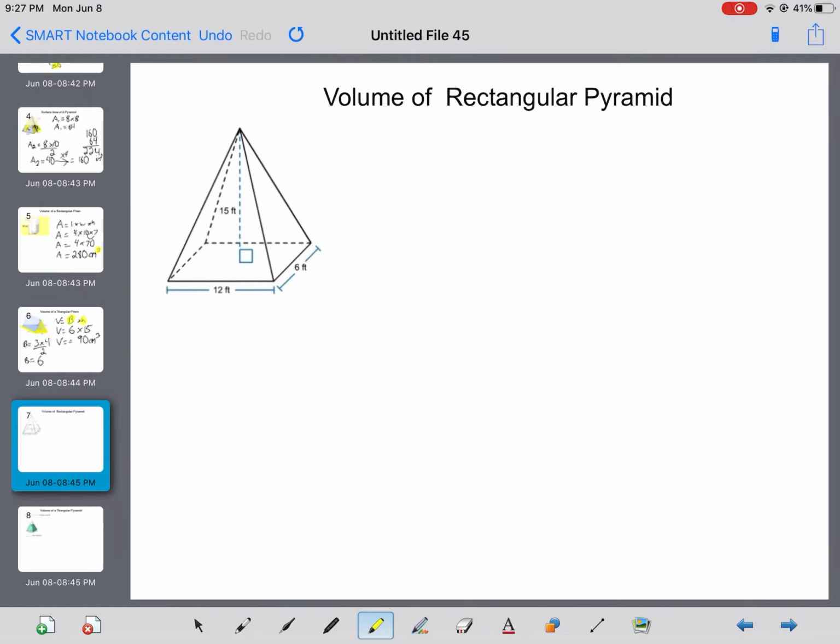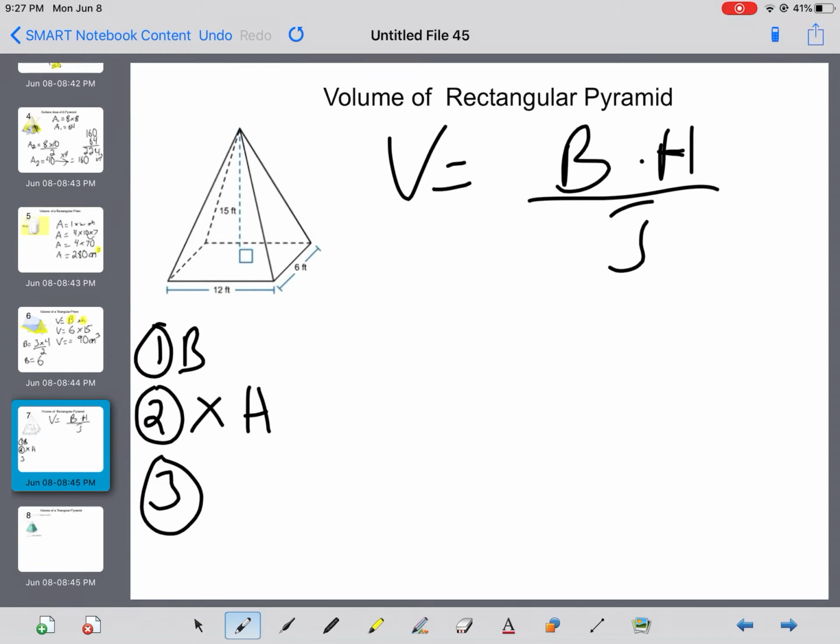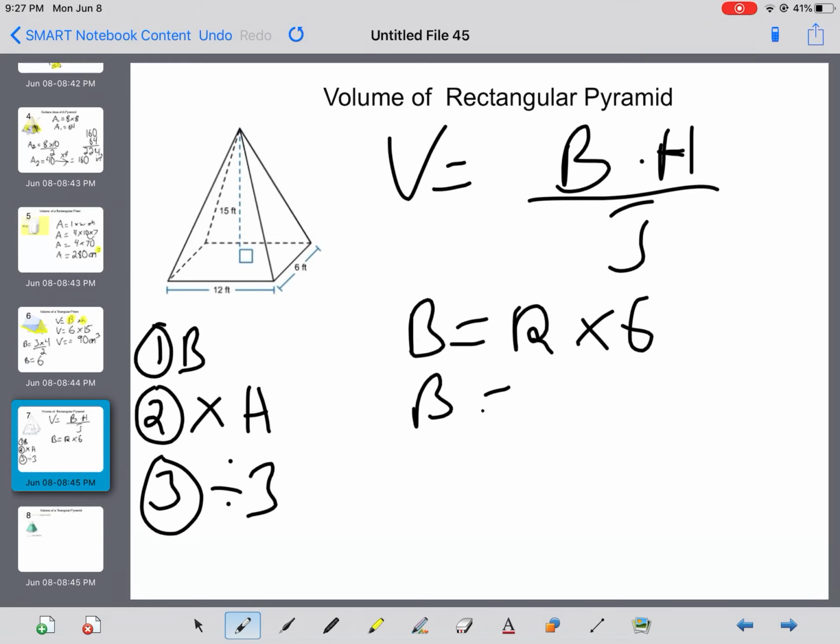The pyramids are a little bit tricky. So with the pyramid, I'm still finding the volume by finding the base, multiply it by the height, but then I need to divide by 3. So again, you can think of it as those 3 steps, right? Find the base, multiply by the height, and then divide by 3, if you want to think of it that way. So let's do that. So I find the base. So the area of my base is 12 times 6. So 12 times 6 is 72.